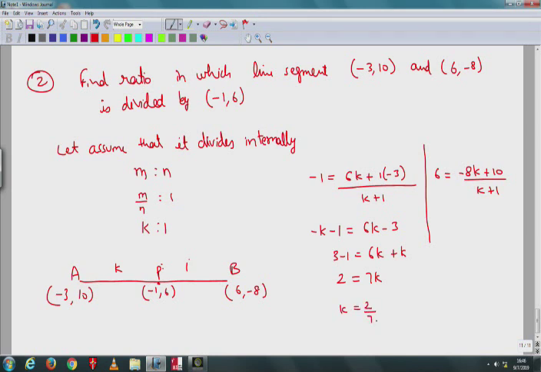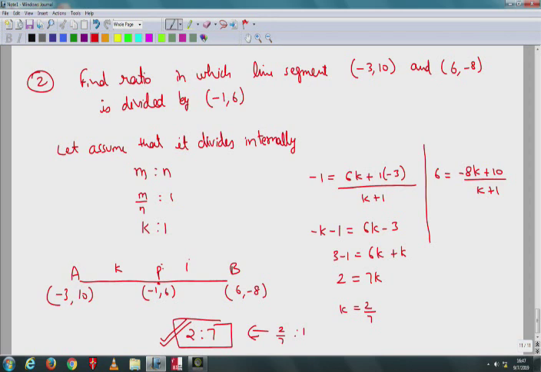Now since the value of k is 2 by 7, we can say it is dividing in the ratio 2 by 7 to 1. Again, if we convert it into the standard ratio, that would become 2 ratio 7, multiplying the complete equation by 7. So 2 ratio 7 is the answer. Now see, we are getting the ratio as positive, so whatever we have assumed initially is the correct answer.